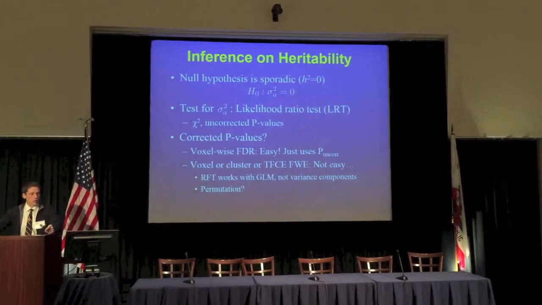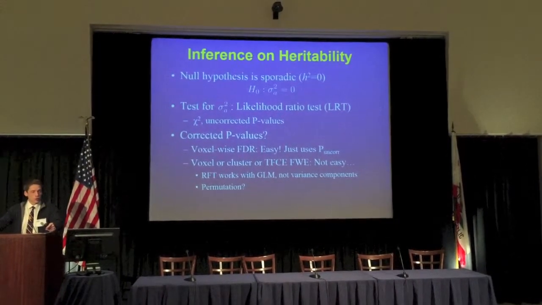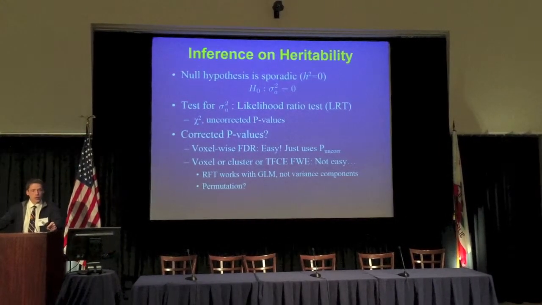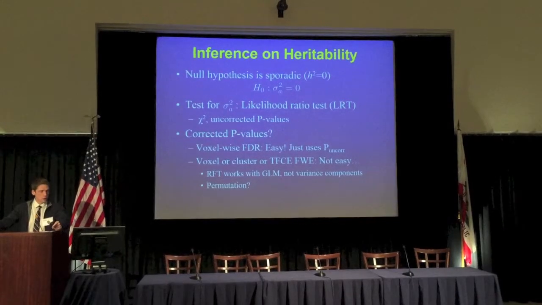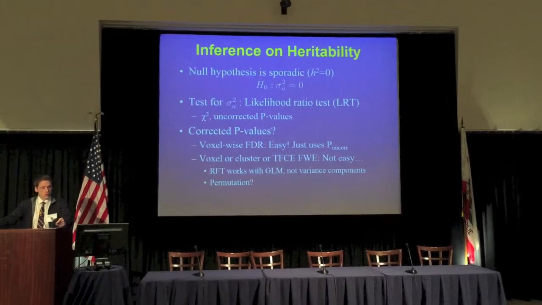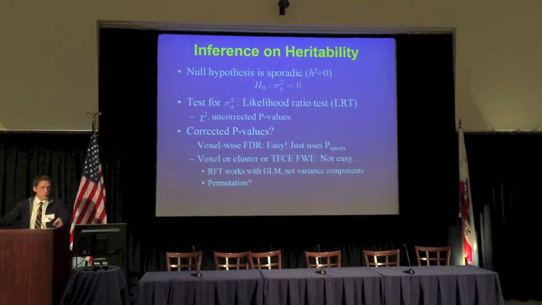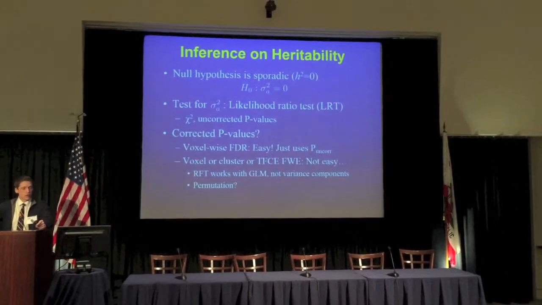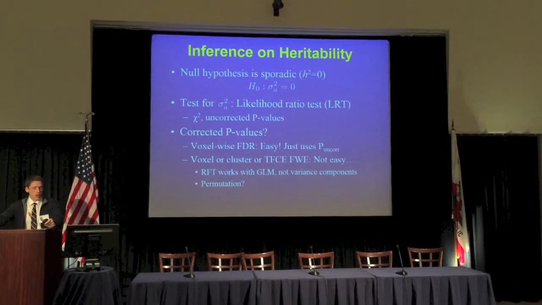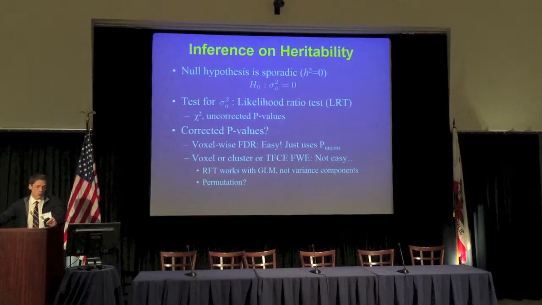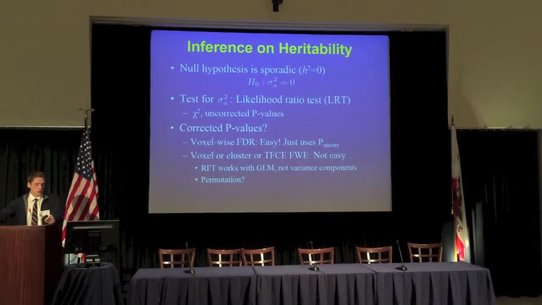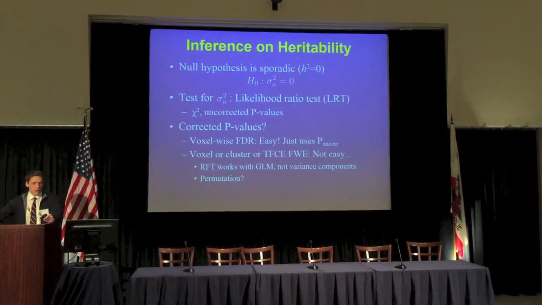So inference on heritability is done, as I mentioned in the first talk, by calculating the null hypothesis, which is sporadic, and that assumes that heritability is equal to 0. Then we test for the genetic variance using the likelihood ratio test, where the chi-square gives us the p-value, and those of course would be the uncorrected p-values. And then we need to correct those p-values either by voxel-wise FDR or voxel or cluster-wise family-wise error rate.